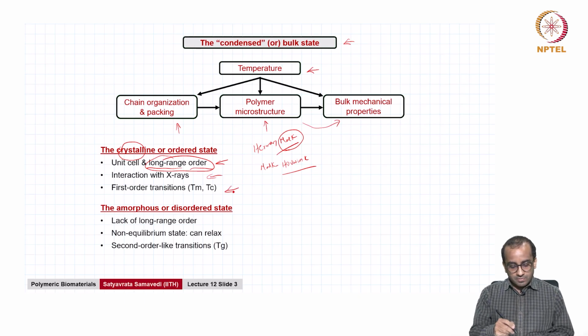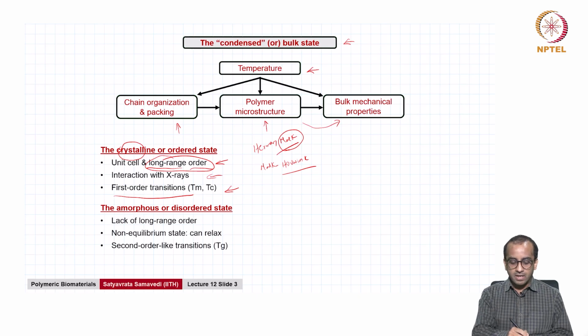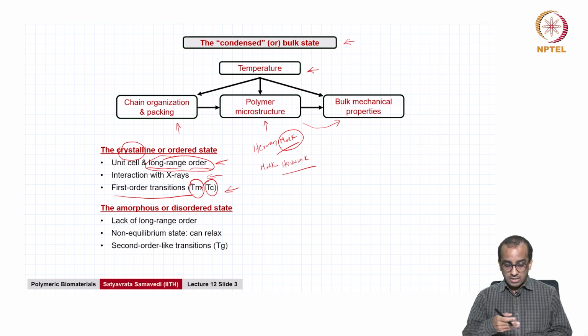So, the crystalline or the ordered state is also associated with what we would call first order phase transitions, the details of which we will look at later in the lecture today. And two examples of those are melting and crystallization. Tm and Tc simply represent the respective temperatures at which these events occur.